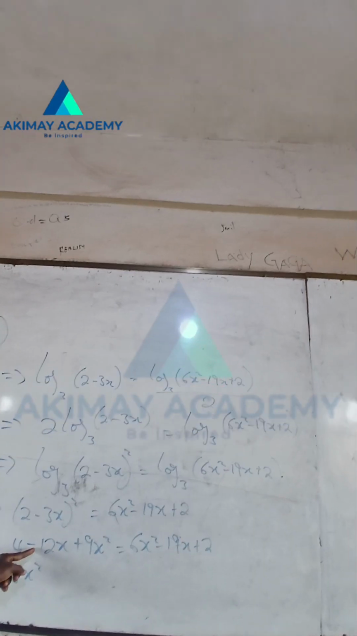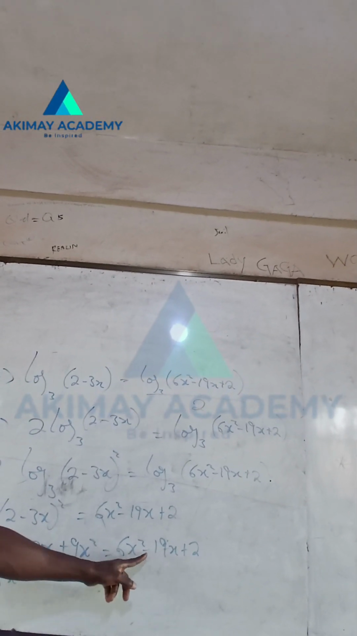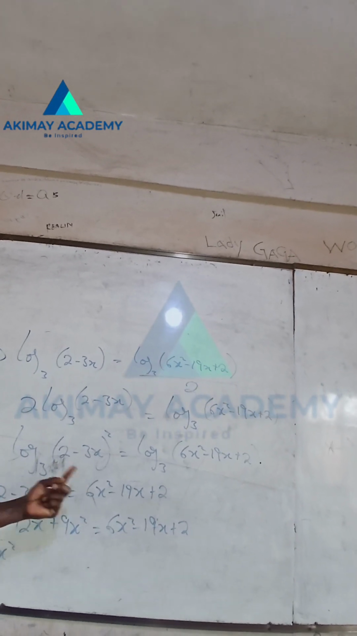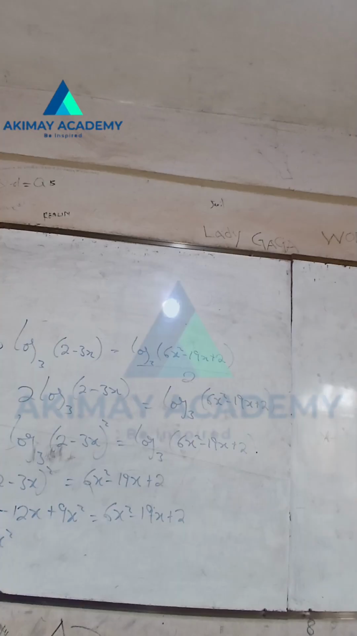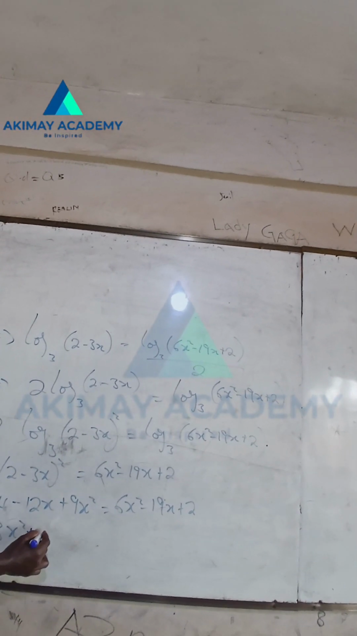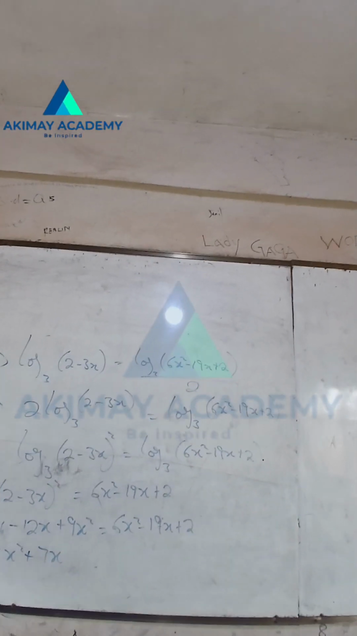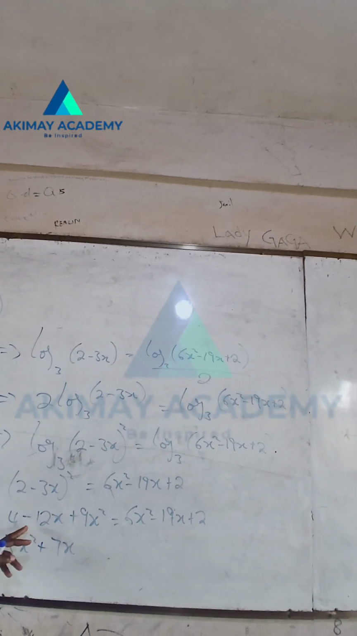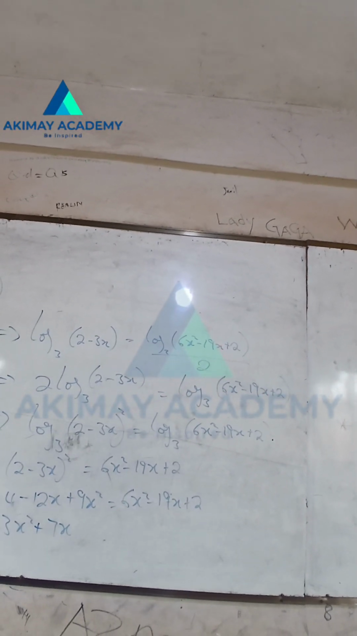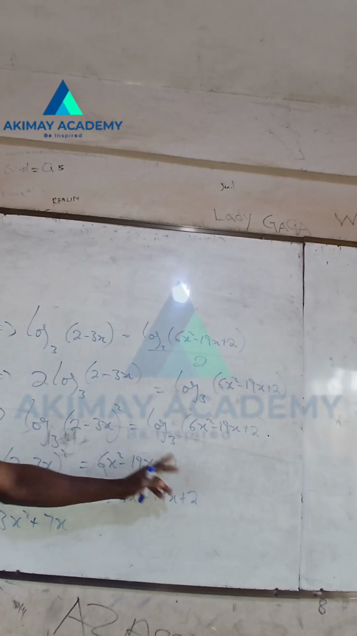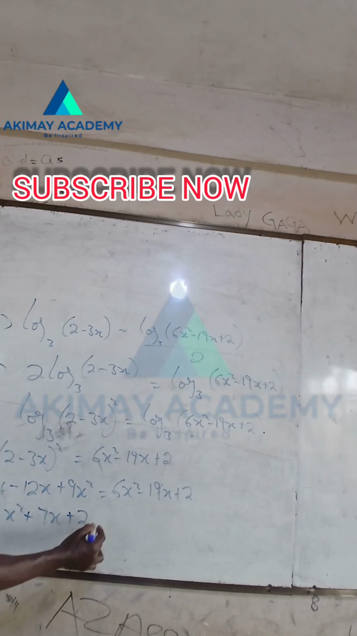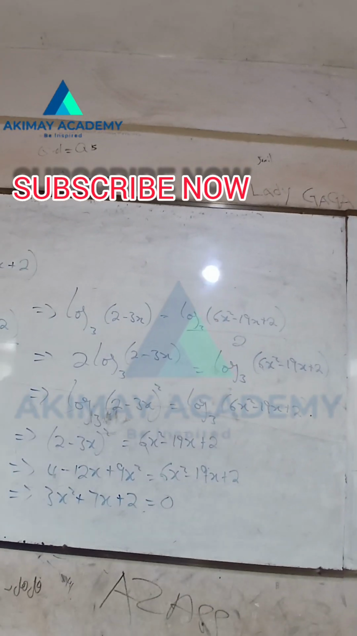Then we have minus 12x over here, then minus 19x is coming. So when it comes here, it becomes minus 12x plus 19x, and this is going to give us positive 7x, right? So when 19 comes, it becomes positive. So you do the subtraction, we have 7x. Then we have 2 here. When 2 comes, we have 4 sitting here already. When we do the subtraction, we have plus 2 equals 0. This is your quadratic equation.